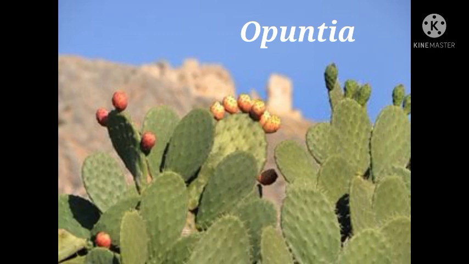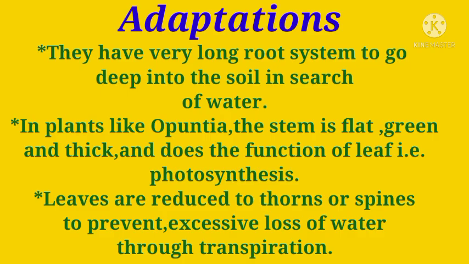Next, adaptations of xerophytes. How are the xerophytes adapted to that particular habitat? They have a very long root system to go deep into the soil in search of water. The root system is long and well developed. Why do they go deep into the soil? In search of water. In plants like Opuntia, the stem is flat, green and thick and does the function of the leaf.